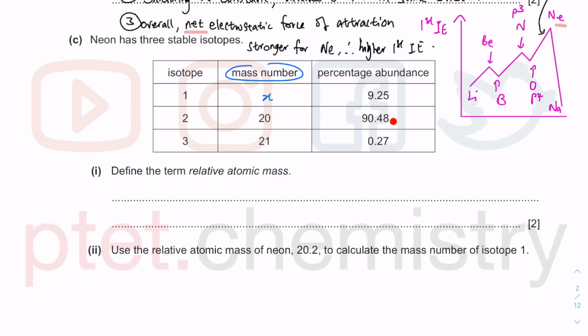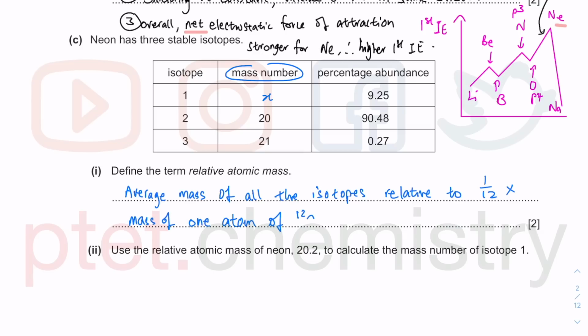So it makes sense that your relative atomic mass, which is defined as the average mass of all the isotopes, is relative to the atomic mass unit, which is defined as 1/12 times the mass of one atom of carbon-12 isotope. What is important there is that this is average mass, whereas the isotopic masses are these specific masses for the individual isotopes, compared to 1/12 the mass of an atom of carbon-12 isotope.